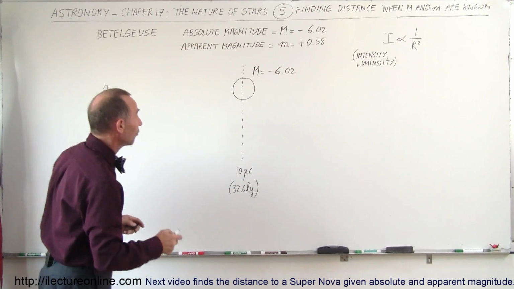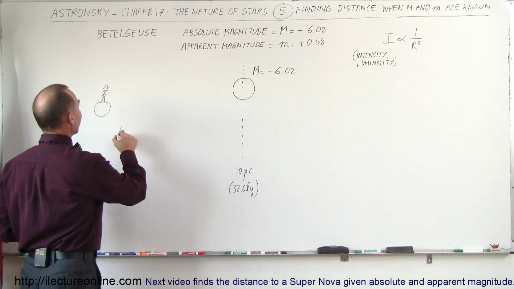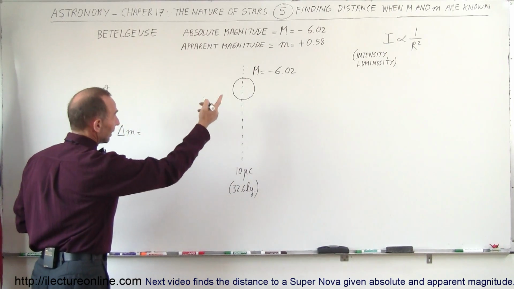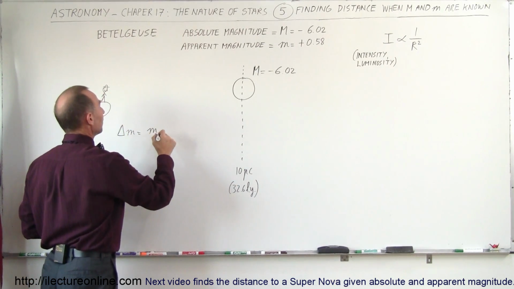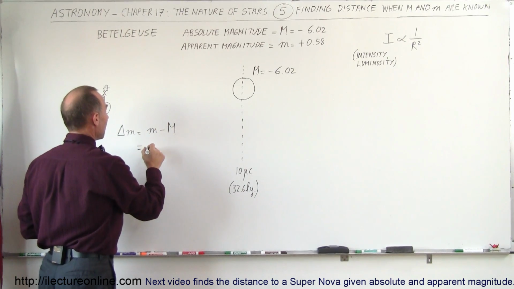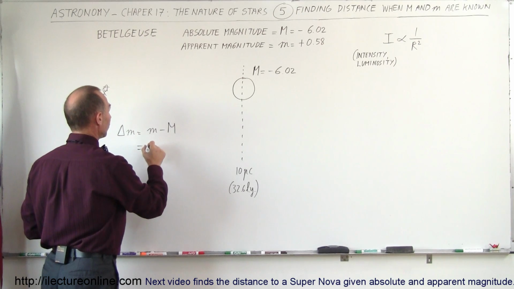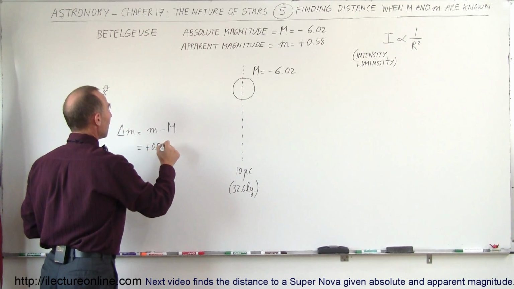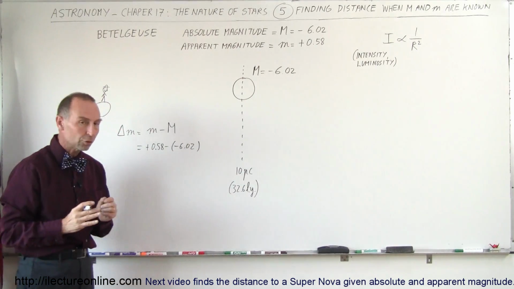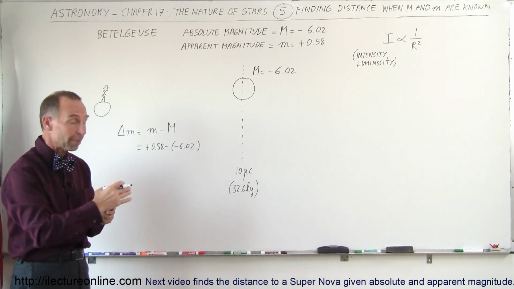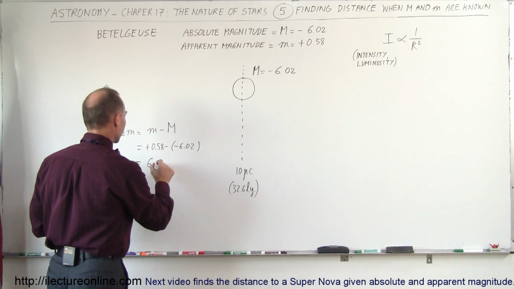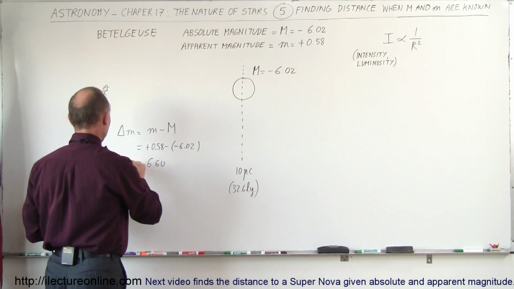Well, the way we do that is as follows. First of all, you find the difference between the magnitudes. In other words, we take, in this case, the apparent magnitude minus the absolute magnitude, and in this case that would be an apparent magnitude of plus 0.58 minus a minus 6.02. So the difference in magnitude between the apparent magnitude and the absolute magnitude is actually 6.60. That's the difference in the magnitudes.